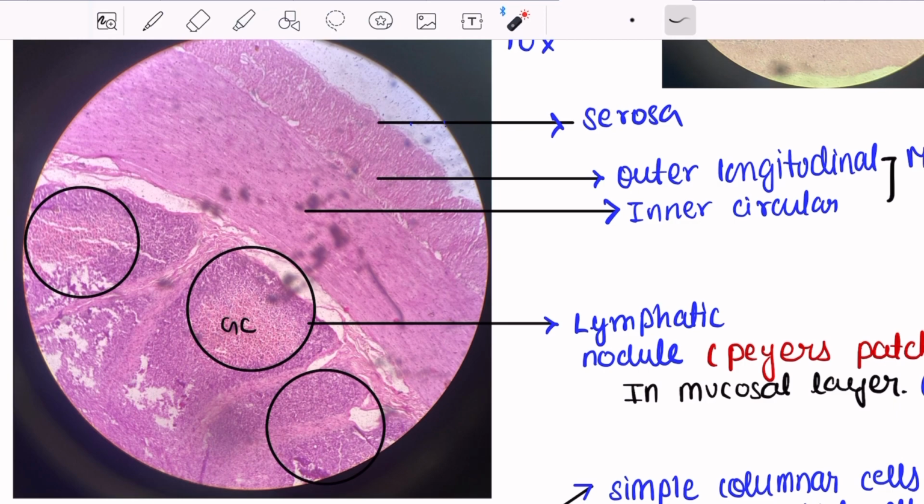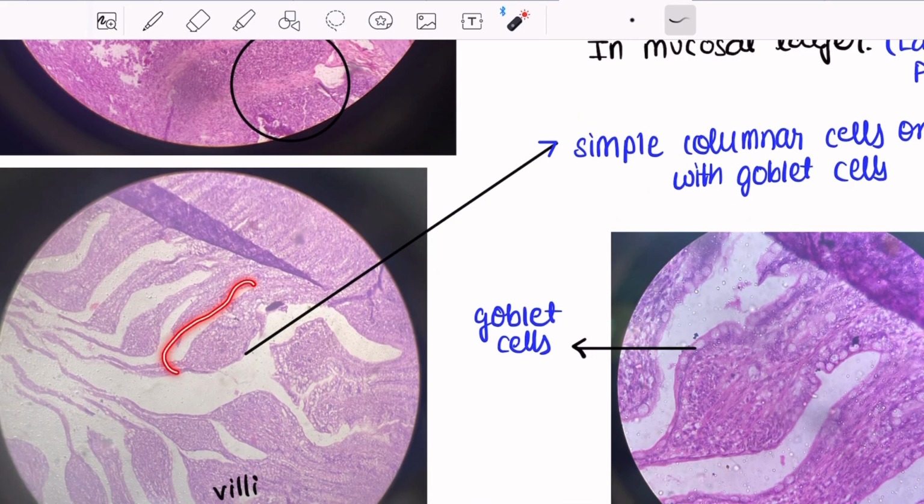And in the lamina propria of ileum, we can clearly appreciate the lymphatic nodules. The lightly stained region in the center of the lymphatic nodule contains euchromatic lymphoblast and plasmablast that move toward the periphery, making the periphery look dark. Also, you can see the villi.